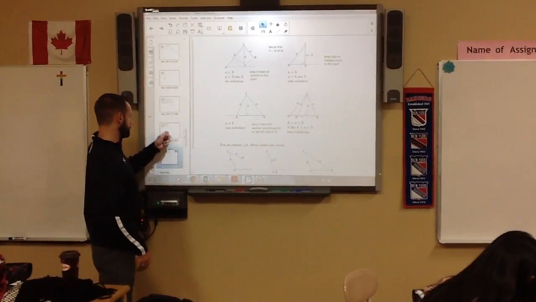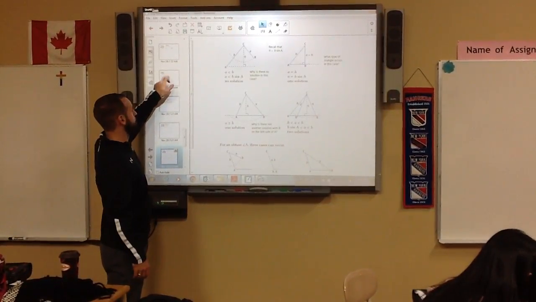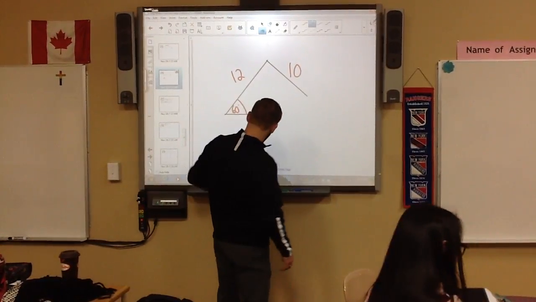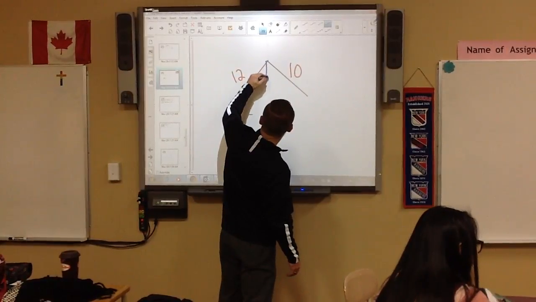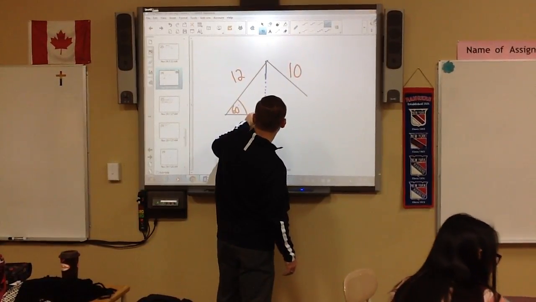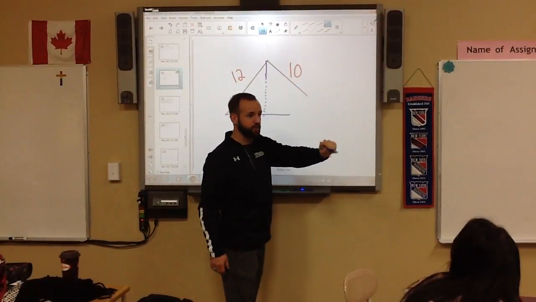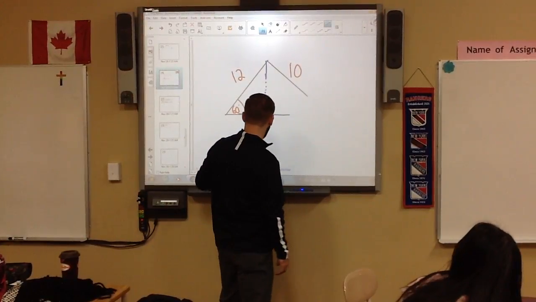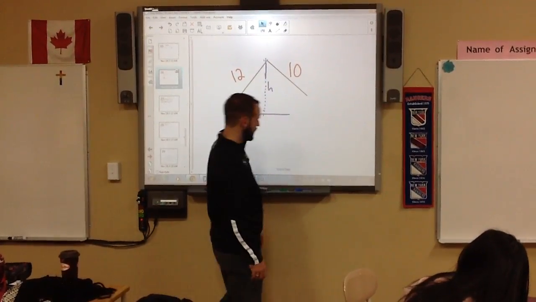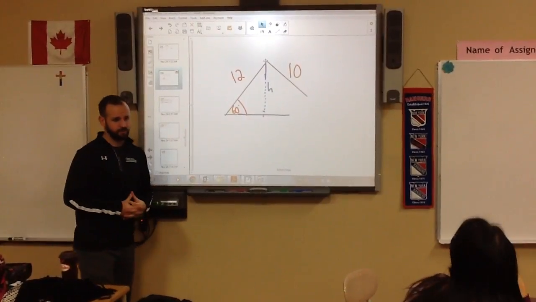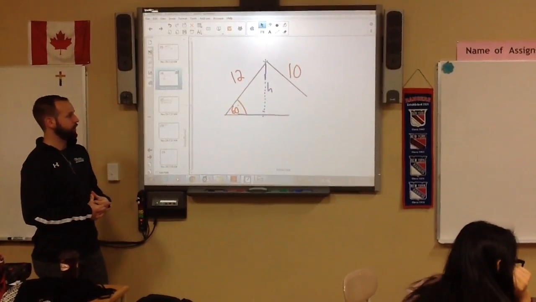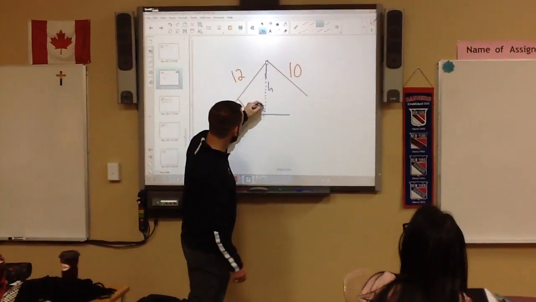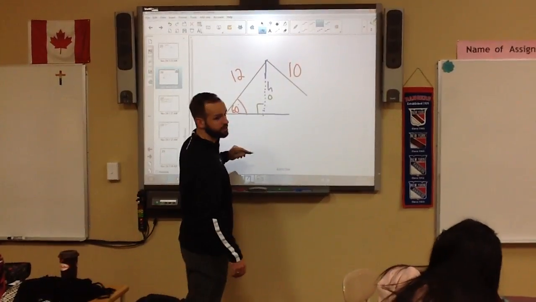The first thing I want you to do is remember we talked about the height or the altitude. I'm going to use a different color. I want to find out specifically what this height is, from this line at that 60 degrees all the way up to the point. I want to find this height right here. To find that height, I can break this down into a right angle triangle.